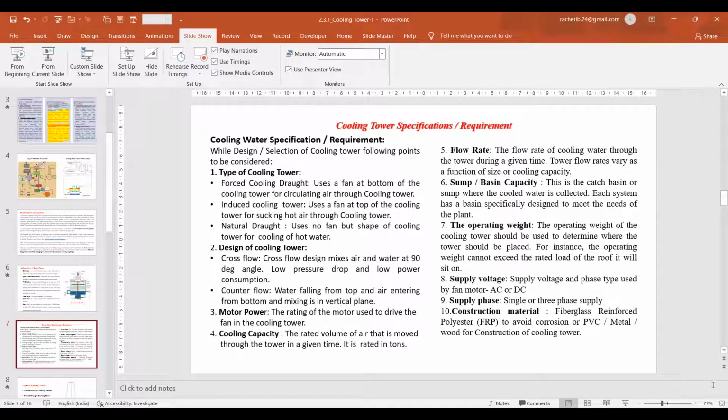Okay. Just we'll see, or we'll use the pointer.